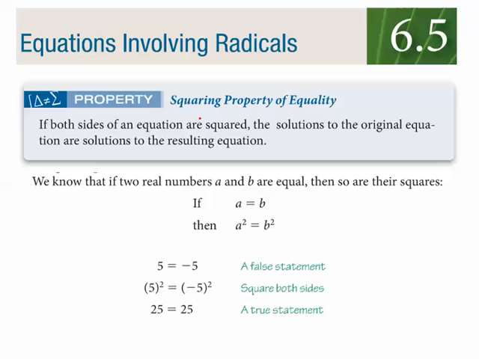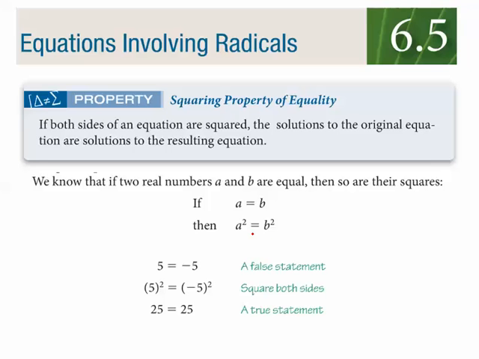So the way we get rid of radicals in our equations is, if we need to, we can square terms. If we need to, we can cube terms. So notice if a is equal to b, all I'm going to do is square both sides. That's good enough by me.